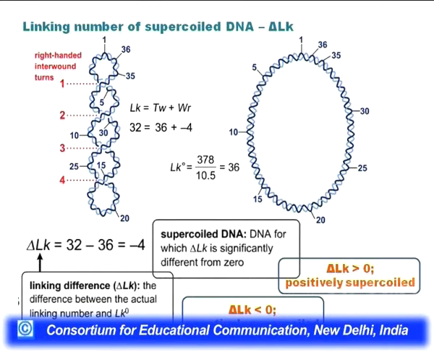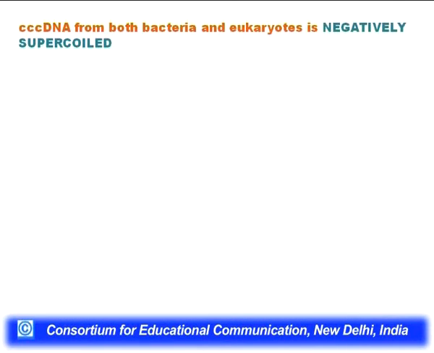And if we are not allowing the change in the twist number, that is important, because we are not allowing it to accommodate the TW value. So, if it is not accommodating the TW value, and if the writhe is +4, then the linking number would have become 40. So, the linking number would have been increased, and now if you would have calculated delta LK, it would have given a positive value. So, then the DNA is said to be a positively supercoiled DNA. If this delta LK comes out to be negative, then it is a negatively supercoiled DNA. If delta LK comes out to be positive, then it is a positively supercoiled DNA. Now, ccc DNA from both bacteria and eukaryotes are negatively supercoiled.